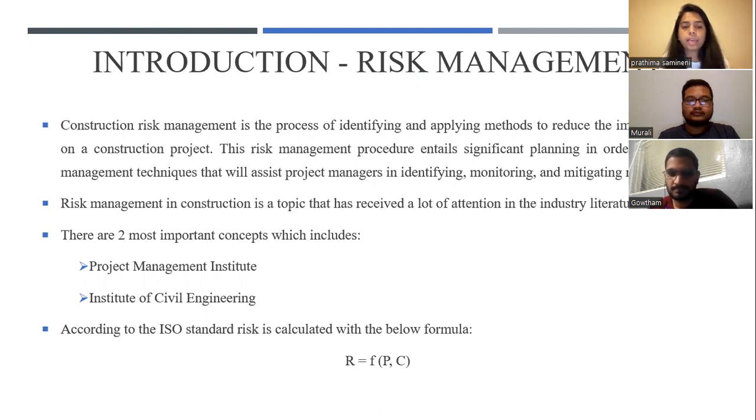One is the Project Management Institute, and the other is the Institute of Civil Engineering. According to the ISO standard, risk is calculated with the formula R = f(P, C), where R is the risk, P is the possibility of a certain event occurring, and C is the impact or consequence of the event and the related probability of its occurrence.